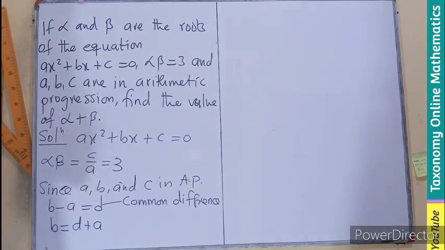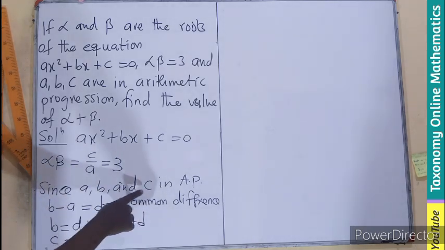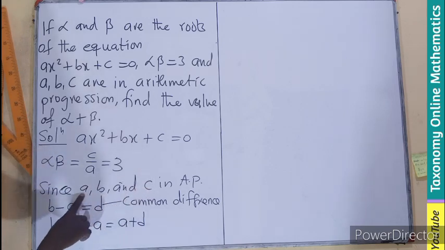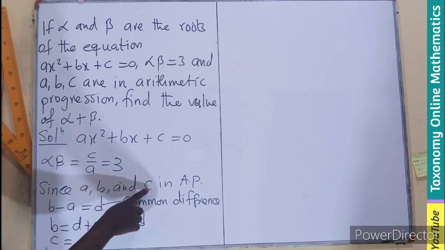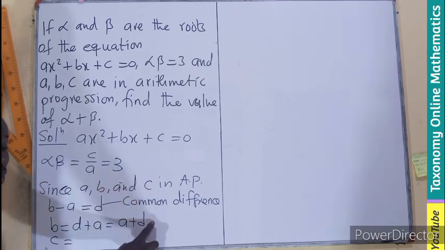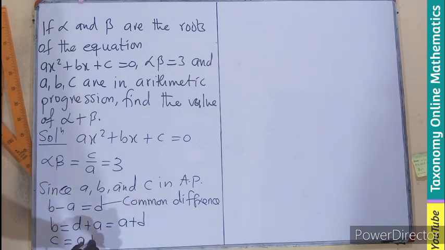Alright, if that is the case, how about c? Let me rewrite this as a first before d. If I add the first term to the common difference, it gives me the second term. Then to get the third term, I have to add the common difference again. So a plus d should be giving you a plus what? 2d. I guess that is clear. So c is going to be a plus 2d. Then b is going to be a plus d.